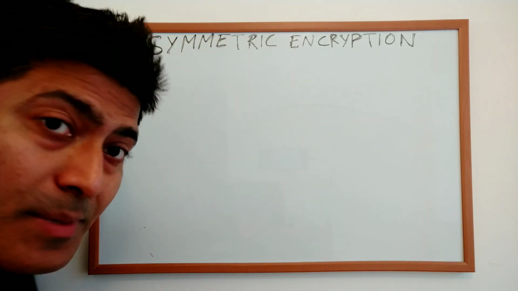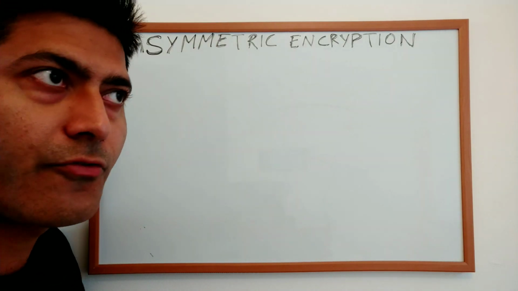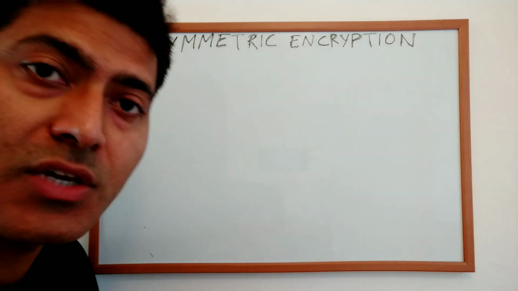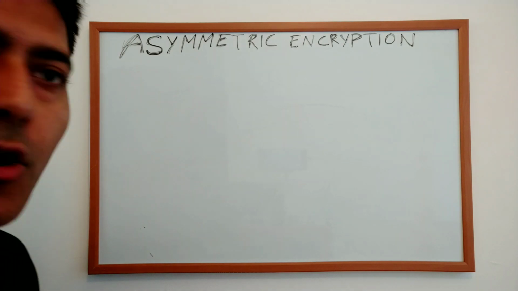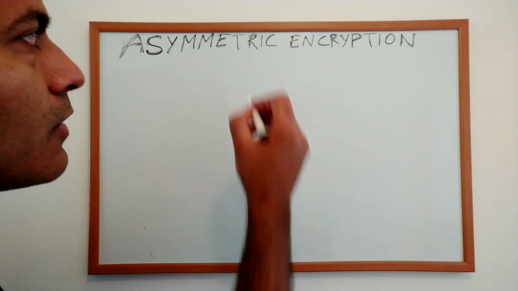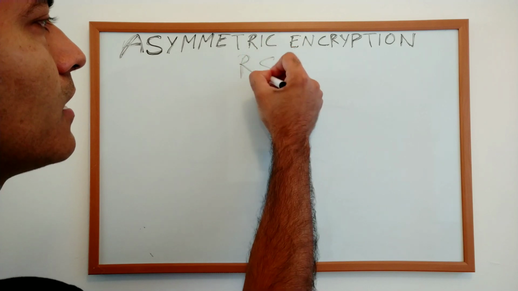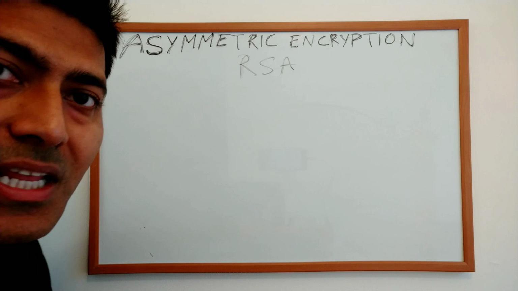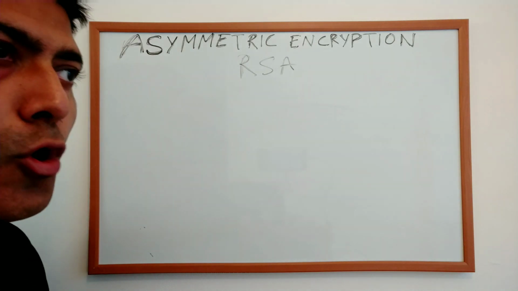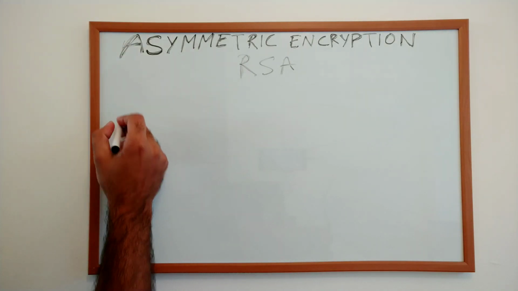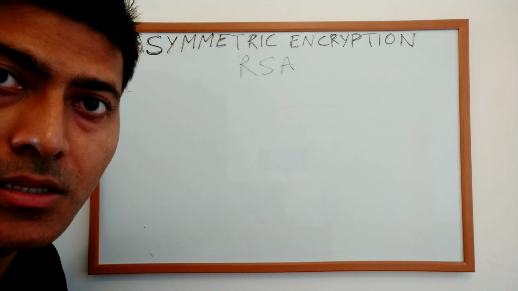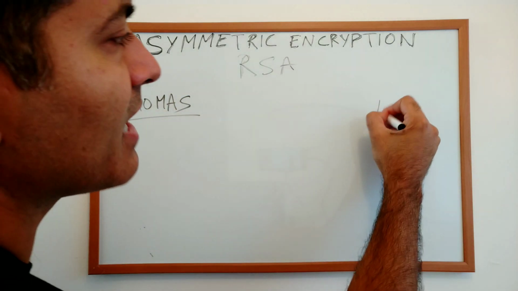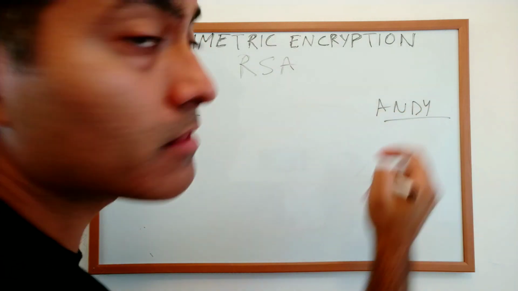So in asymmetric encryption, there is a concept of a key pair. What the sender and the receiver will do is first use one algorithm, let us say the RSA algorithm. I'll probably write it down, and I'm sure you must have heard of this RSA algorithm. So you will first create a key pair on both sides. Let us say we are talking about the sender, which is Thomas, and on the other side we have the receiver, which is Andy.